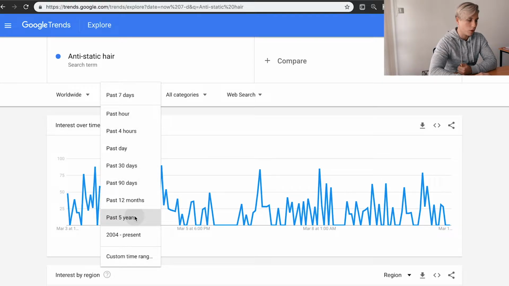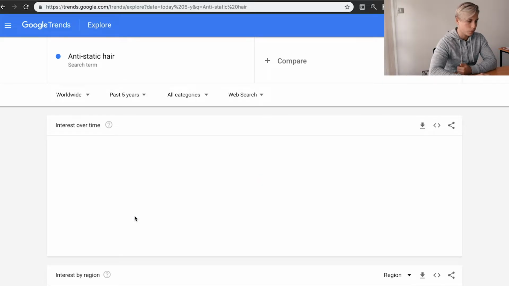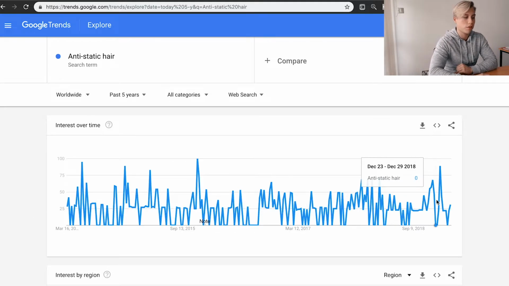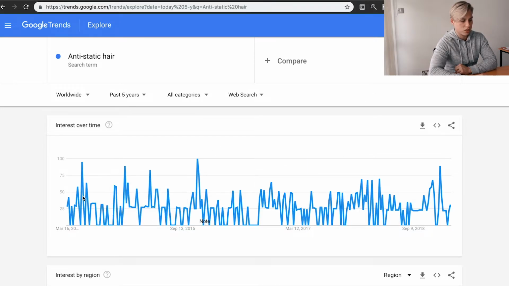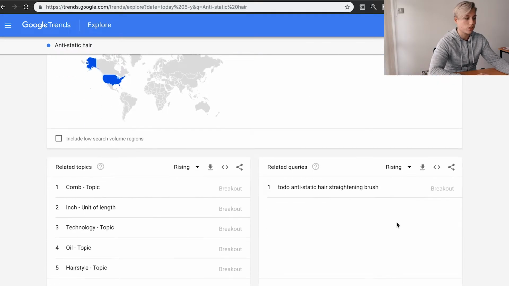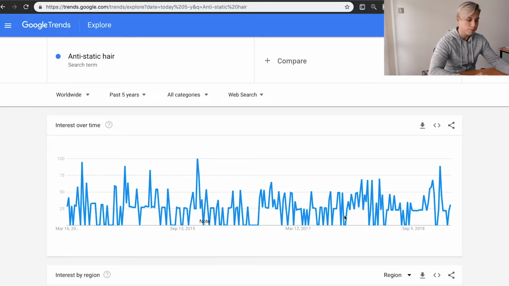And then if you put it over the past 5 years, let's see. Yes, so you can see this is very different to the fidget spinner. Fidget spinner was a once-off thing. This is a consistent trend going over and over and over, which essentially just means that the product is evergreen.